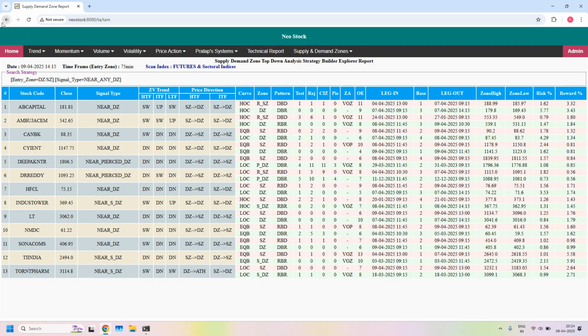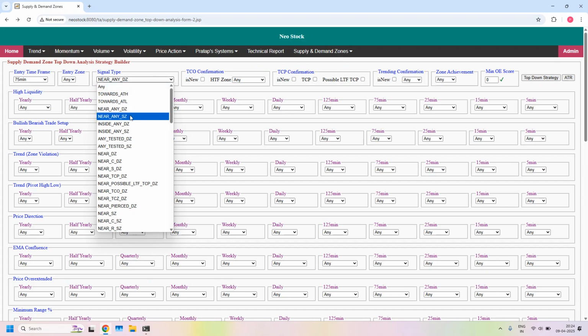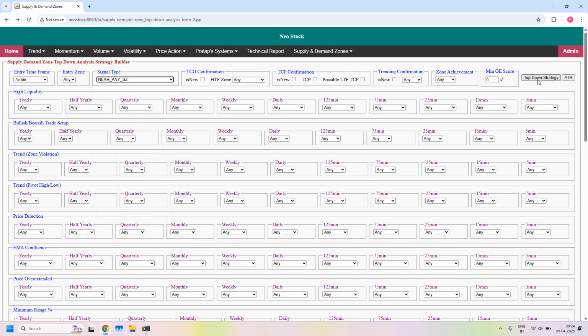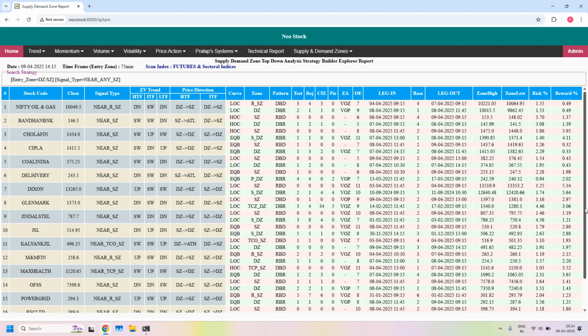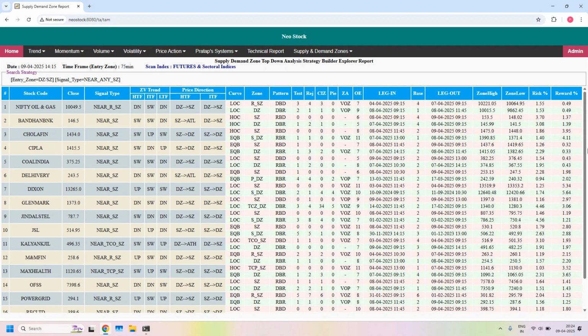Okay, next, for 75 minutes time frame, let us find the stocks near to the 75 minutes supply zone. So total we got 18 stocks. Let us identify high liquidity 75 minutes supply zones from this list. First, oil and gas NIFTY that we can use in F&O. It is an index not listed in F&O.